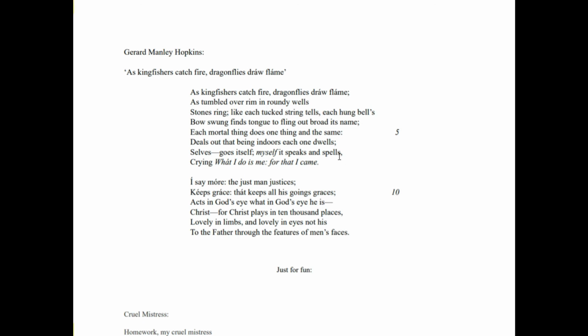As kingfishers catch fire, dragonflies draw flame, as tumbled over rim and roundy wells, stones ring, like each tucked string tells, each hung bell's bow swung finds tongue to fling out broad its name. Each mortal thing does one thing and the same, deals out that being indoors each one dwells, selves goes itself, myself it speaks and spells, crying, what I do is me, for that I came.